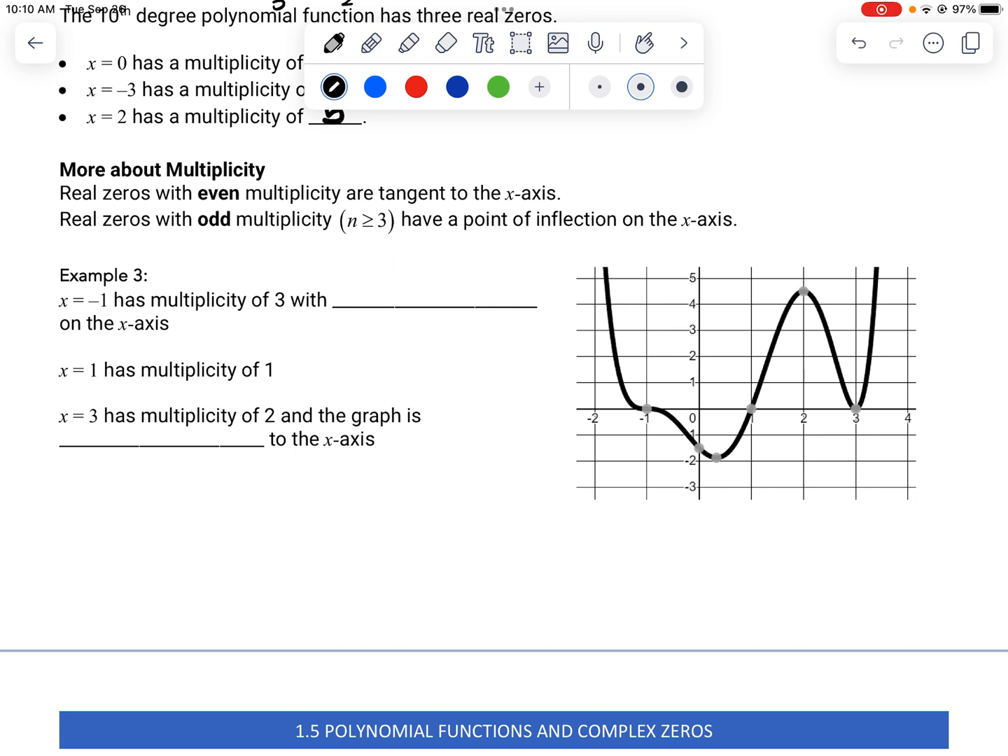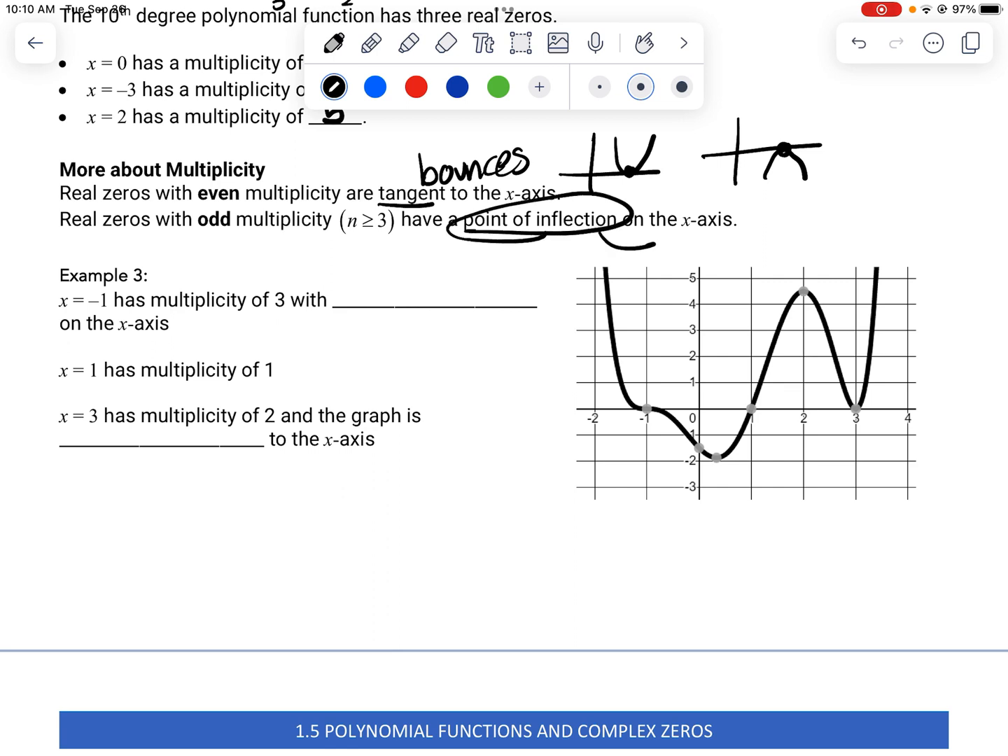Now, real zeros with even multiplicity are tangent. So that means if it's an even multiplicity, it just does that bounce. And it could bounce positive or it could bounce negative. Odd multiplicity greater than 1 have a point of inflection, which I like to call, it does that little squiggle. So it kind of comes up and it does a little squiggle, or it can come down into a squiggle.